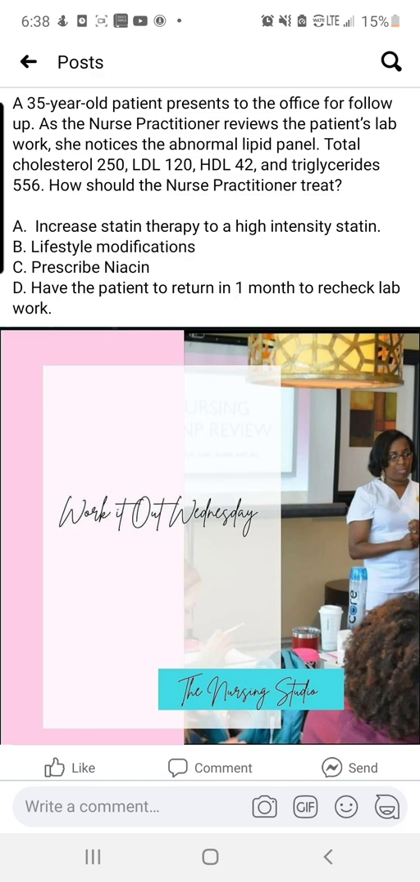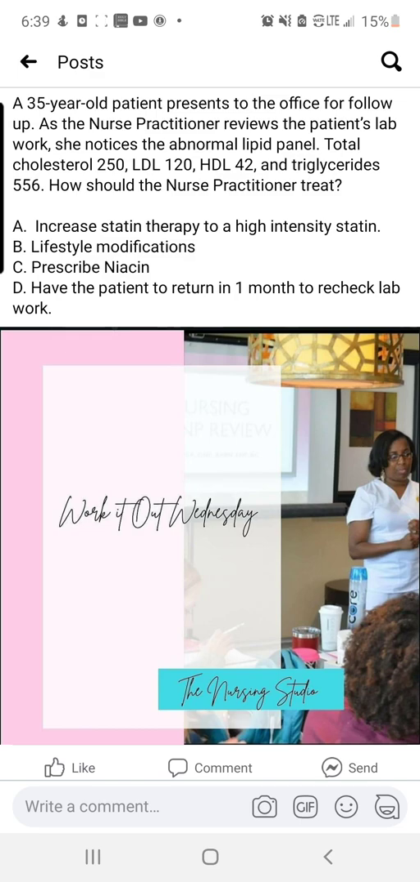Now, of course, we will have them return to recheck it, but we need to address what's going on right now. And so the main thing that stands out is that the triglycerides are 556, right? That's pretty elevated. So you want to go straight to niacin. You can also do fenofibrates for this, but they're not going to have both answer choices. So here, you want to treat with niacin because if the triglycerides are ever greater than 500, you treat the triglycerides. Then you worry about everything else, okay?